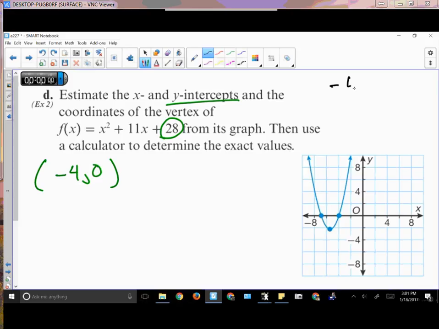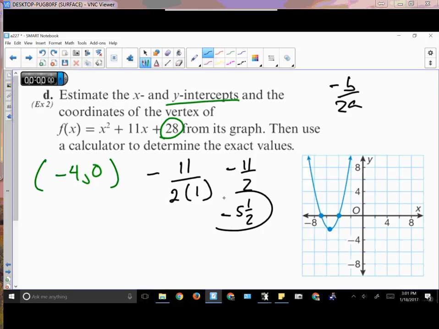This is where that negative b over 2a stuff kind of comes in handy. Now, I really don't care where the y is at. I just want to know what negative b over 2a is. So, my b is 11 over 2 times a. What's a? 1. So I get a negative 11 over 2. What's that? Isn't that negative 5.5? Does that look like it could be at negative 5.5? Okay. That's the vertex.